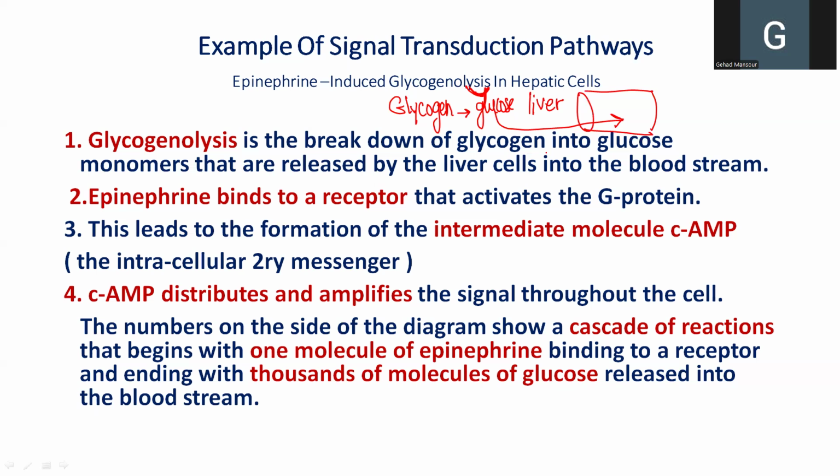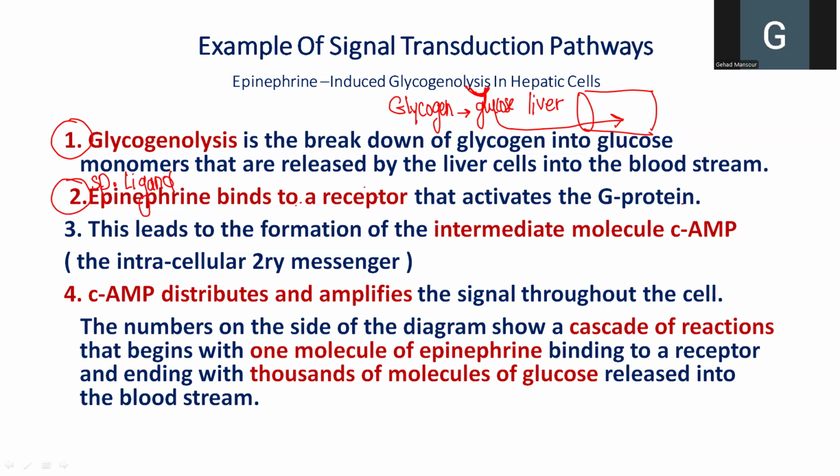So again, glycogenolysis, as you see on the slide, is the breakdown of glycogen into simpler units or simpler monomers, which is glucose, and it is released by the liver cells into the bloodstream whenever the body's need for glucose increases. This is stimulated by epinephrine. So epinephrine will bind to a receptor that will activate a G protein. So we can say that epinephrine is the specific ligand molecule, or the signaling molecule.